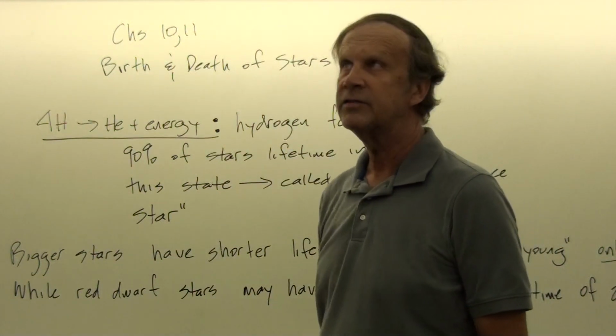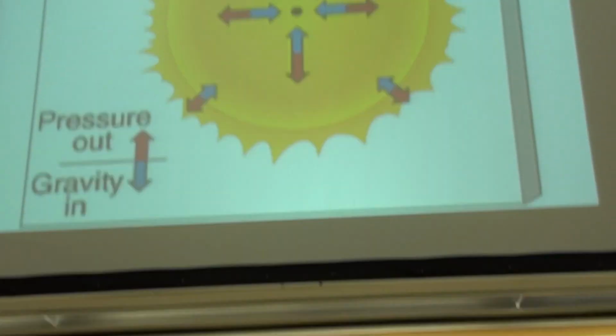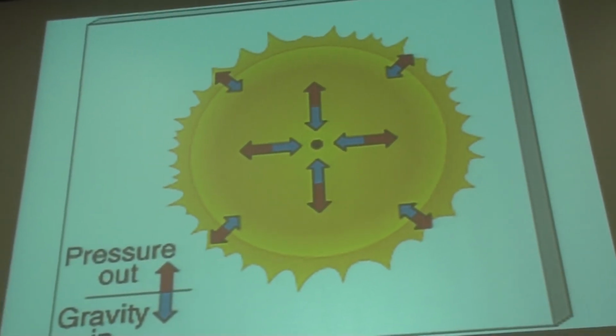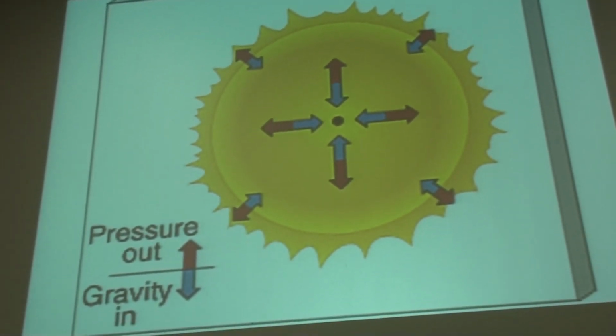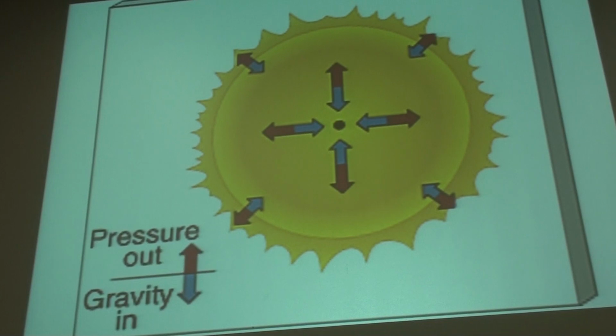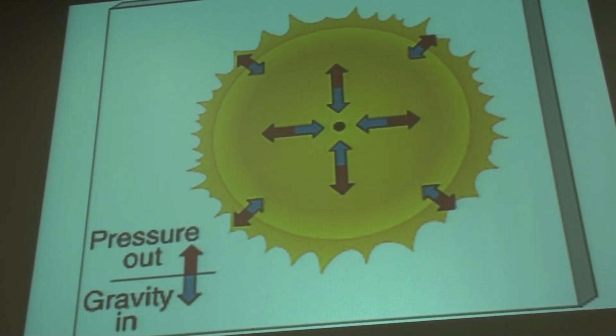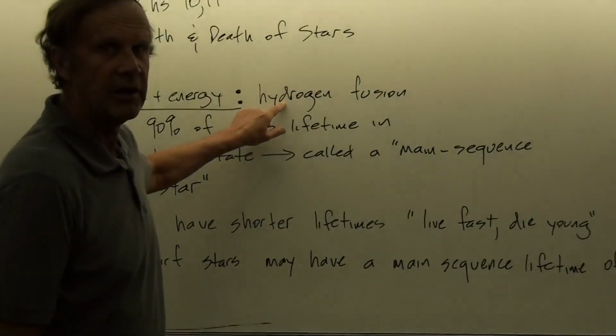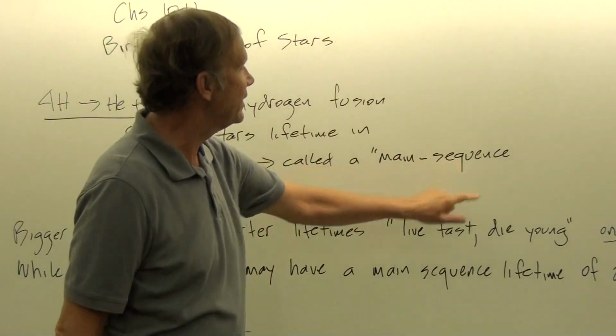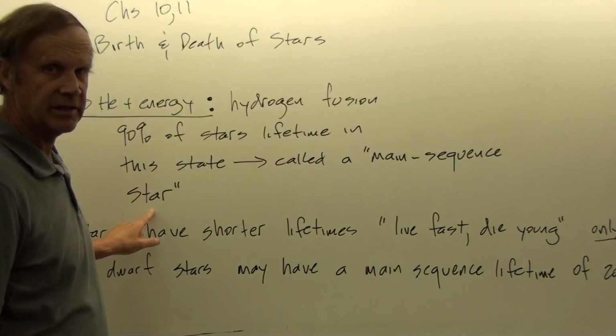And so this gives rise then, if we look at the top screen, to an outward force that can balance the inward force due to gravity. Those two tend to balance out in the case of our own sun when the core temperature is around 27 million degrees Fahrenheit, or about 15 million degrees centigrade. This process is called hydrogen fusion, and when a star is in this state of hydrogen fusion, we call it a main sequence star.